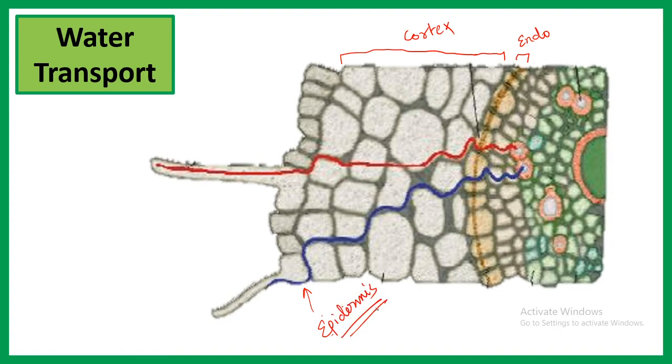Dermis means skin, epi means on the top or outside. So this is the skin or covering layer on the outer or top side, that is epidermis. Then we have the cortex. Then we have your endodermis. Within the endodermis we have the vascular bundles.